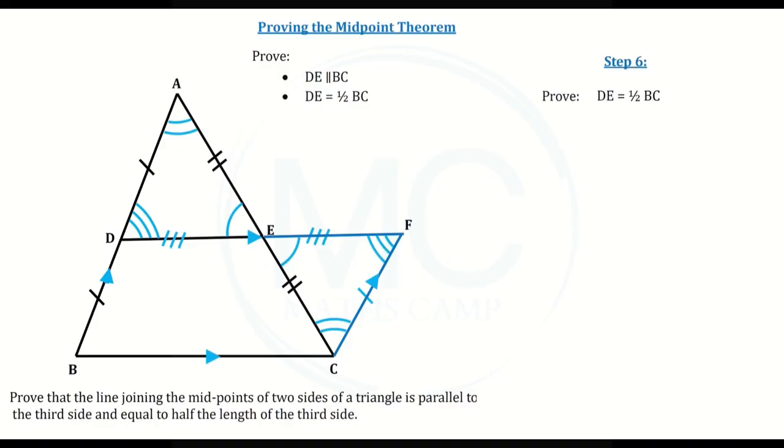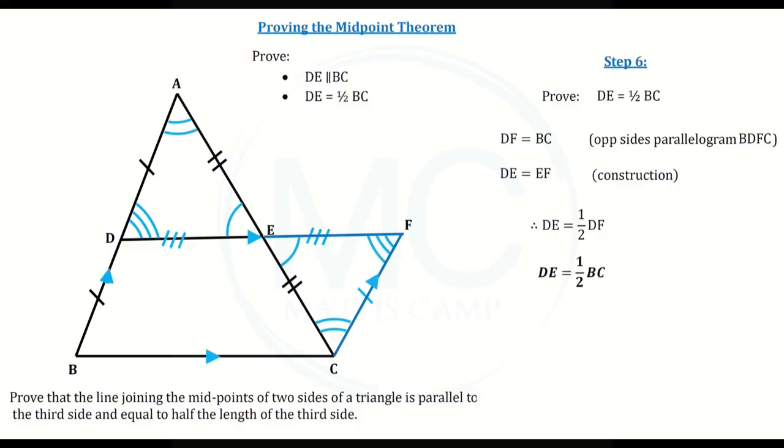Prove that DE is equal to half of BC. We know that DF is equal to BC because these are the opposite sides of parallelogram BDFC. But we also know that DE is equal to EF because we drew line EF. So we can use construction as our reason. If DE is equal to EF, then DE must be equal to half the length of DF. We already know that DF is equal to BC, so we can see that DE is equal to half the length of BC.